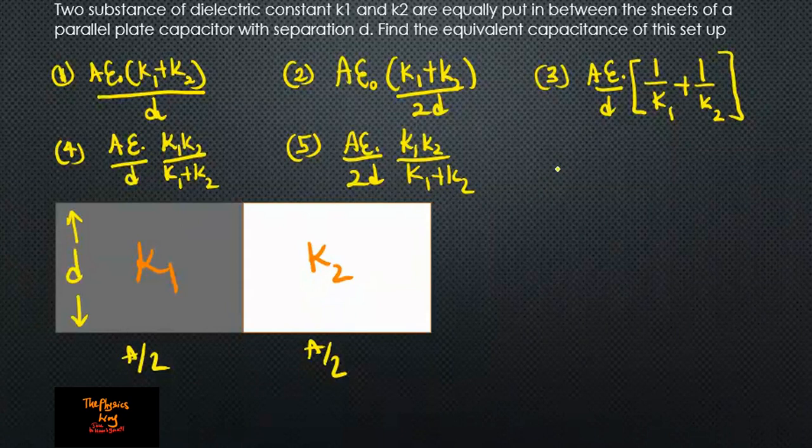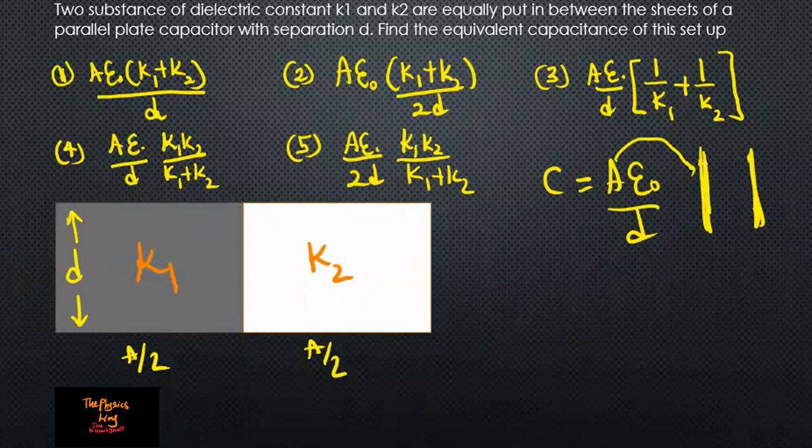First one, we need to know the capacitance of a parallel plate capacitor: A epsilon naught over D. So here, capital A is the common surface area, epsilon naught is the medium inside, and D is the separation between them. There's another piece of data, the dielectric constant K equals epsilon divided by epsilon naught. Right. Other than that, we need another equation.